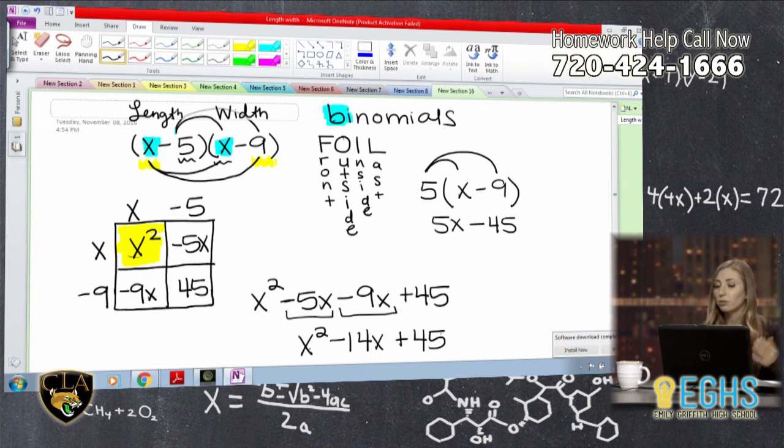Now, at this point, no more like terms. That's as much as we can simplify this product together. So this is what we get when we multiply two binomials, or these two binomials together. So there you have it.